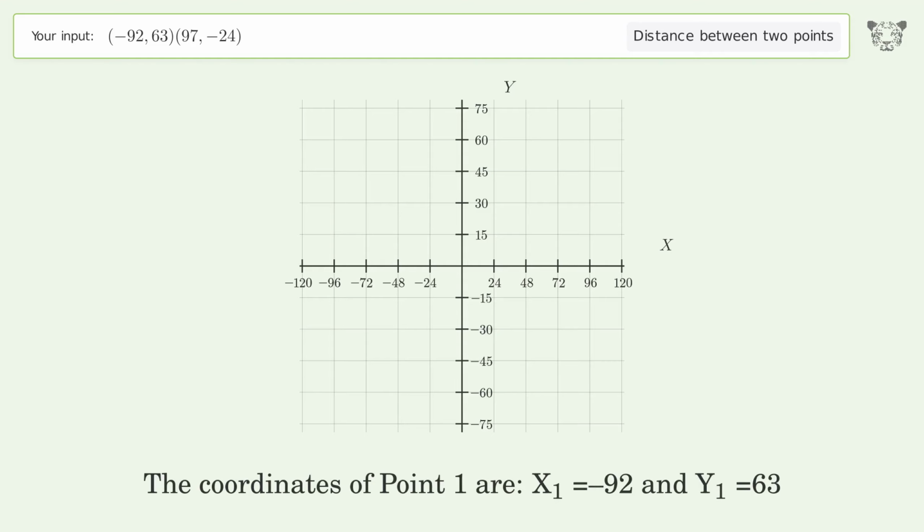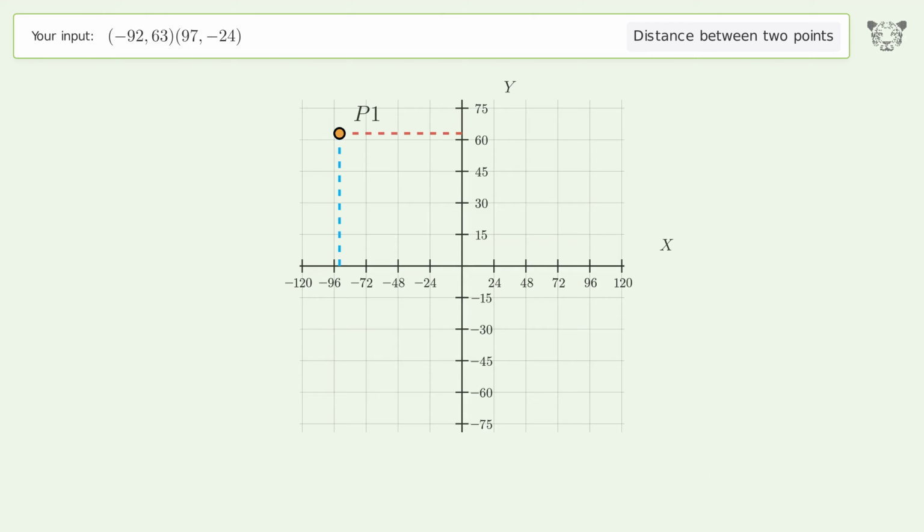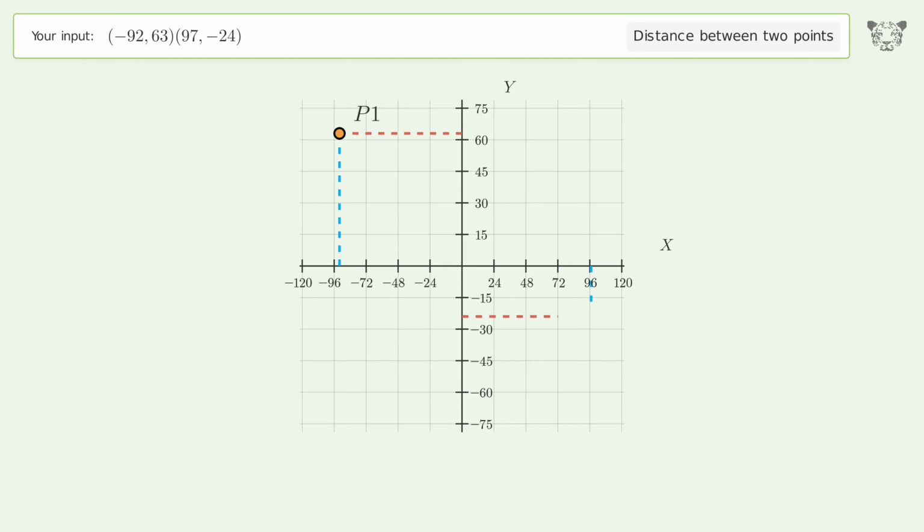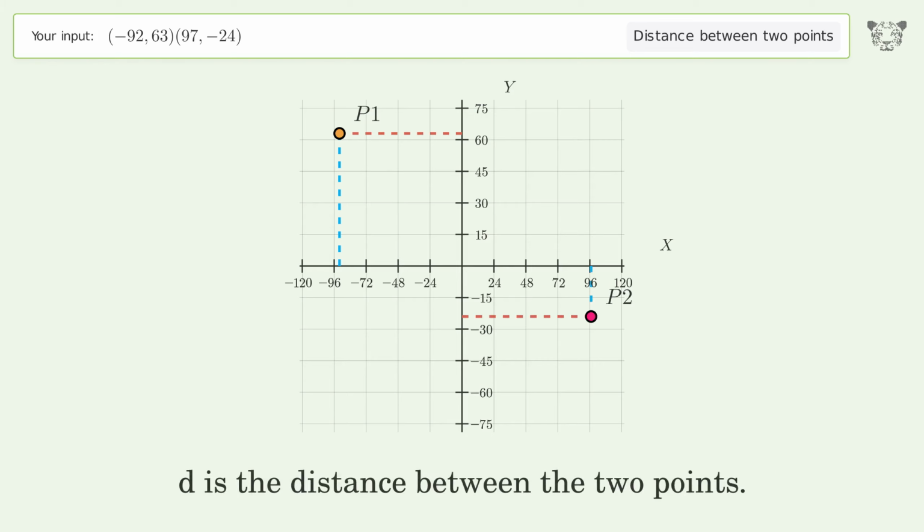The coordinates of point 1 are, x1 equals -92 and y1 equals 63. The coordinates of point 2 are, x2 equals 97 and y2 equals -24. D is the distance between the 2 points.